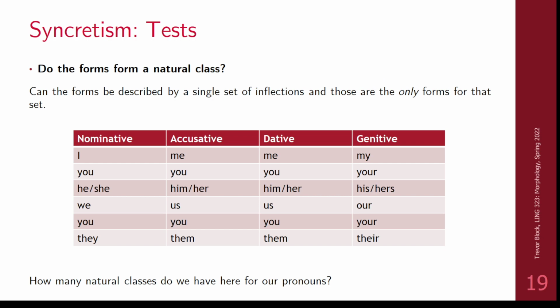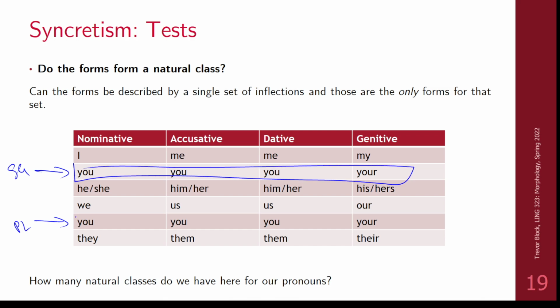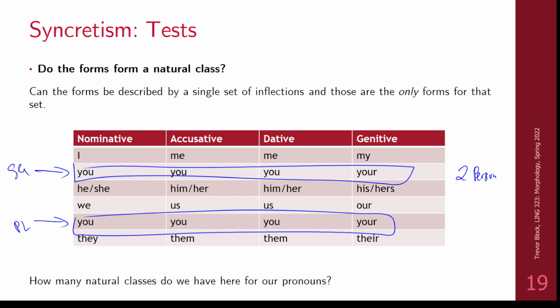The last one, natural class. So can you describe a group of inflections as appearing with that form and nothing else appearing as that form? So what I mean here is with you in English, whether it's the singular or the plural, the form is exactly the same. These rows are the same. You, your, for nominative, accusative, dative, and genitive. So actually, the second person forms a natural class. It doesn't matter whether it's singular or plural. The second person behaves the same way.